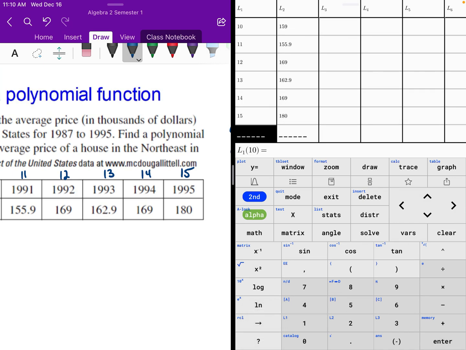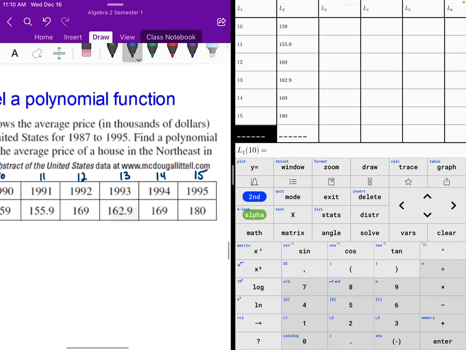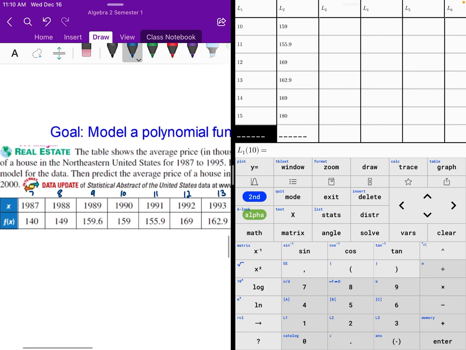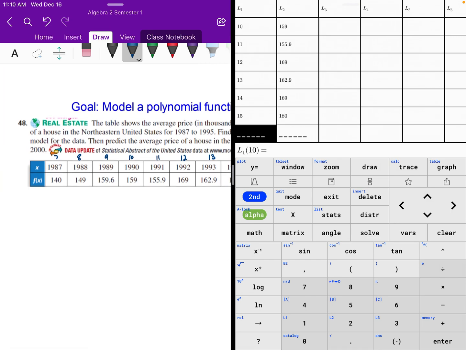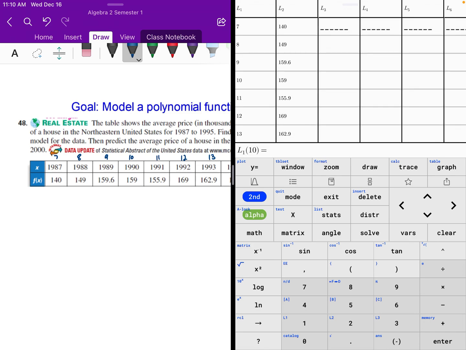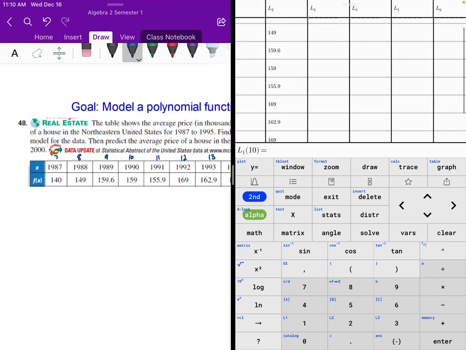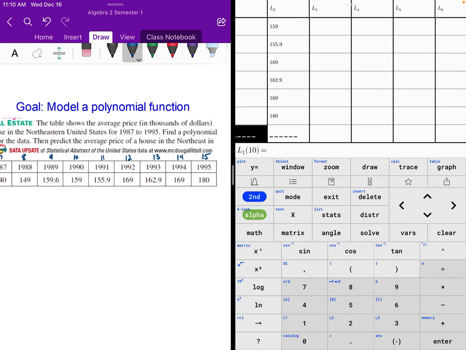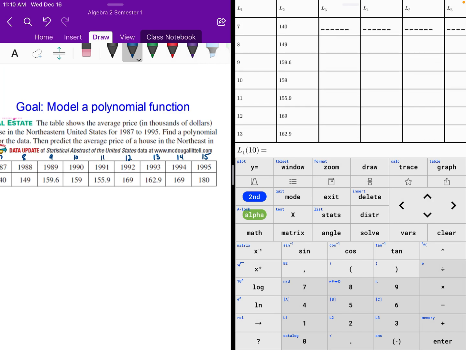Okay, come test time, we're going to make sure that doesn't happen. Probably a good thing to remember is we'll probably say let X be the number of years since. So make sure that you're adjusting those list values properly given the directions. Okay, so again, now we have that. Let's just go ahead and double check that we have it. 7 through 15, 140, 149, 159.6, 159, 155.9, 169, 162.9. Okay, we are good. So now that we double checked our list values, we're going to do our scatter plot.